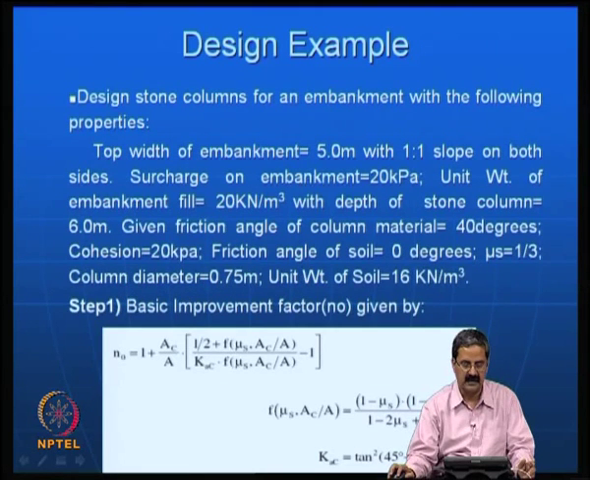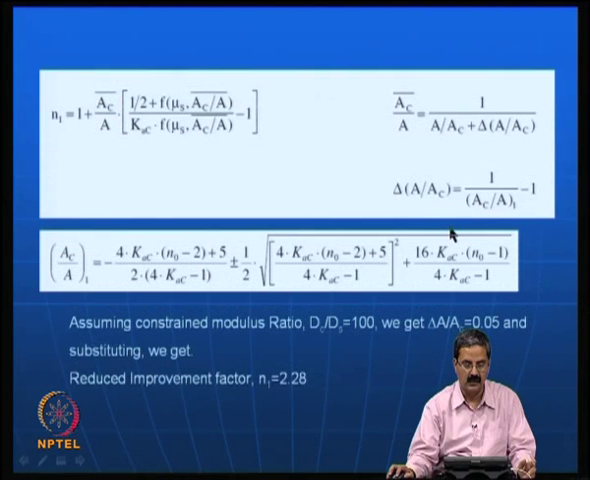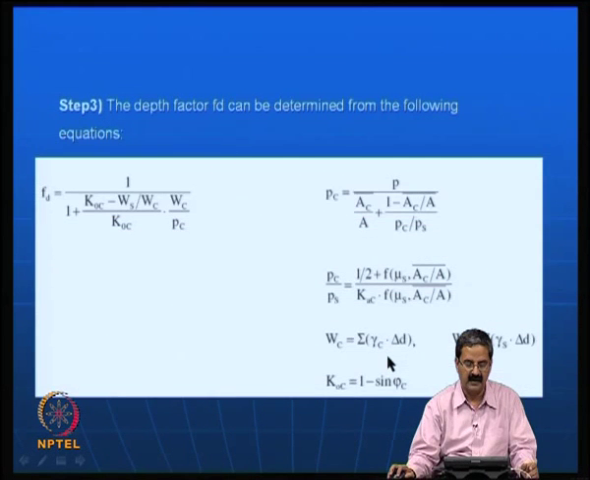So, some calculations are made here. The basic improvement factor is about 2.3, then you try to get N1. If you just substitute, there is a marginal reduction in N1. Why? Because of the dc by ds factor, as I just said. We have taken the factors, like delta A by AC, assuming some values, and one can get this.